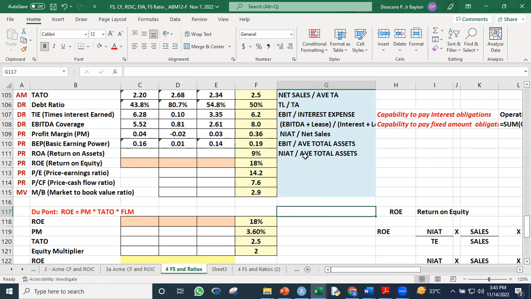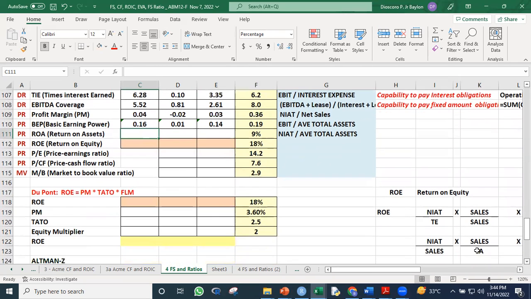Wait, sandali, paki-check nga please, sorry minsan nalilito na ako. Tama ba yung formula natin ng ROA? Just to be sure. Yeah, I think this is correct. Returns yan, so net income yung tinitingnan natin. Tsaka ito na pala, nalagay ko na dito.